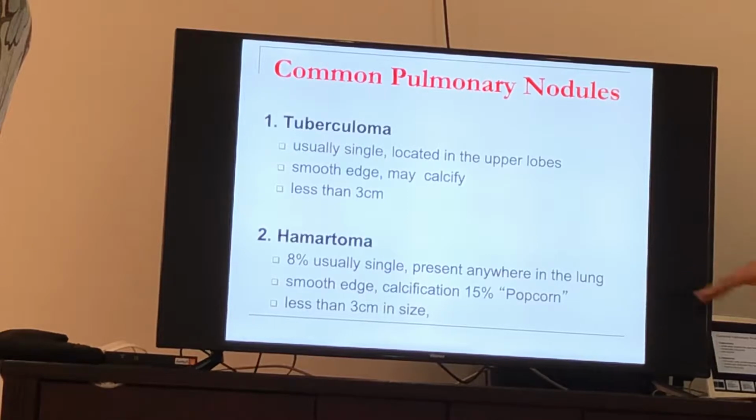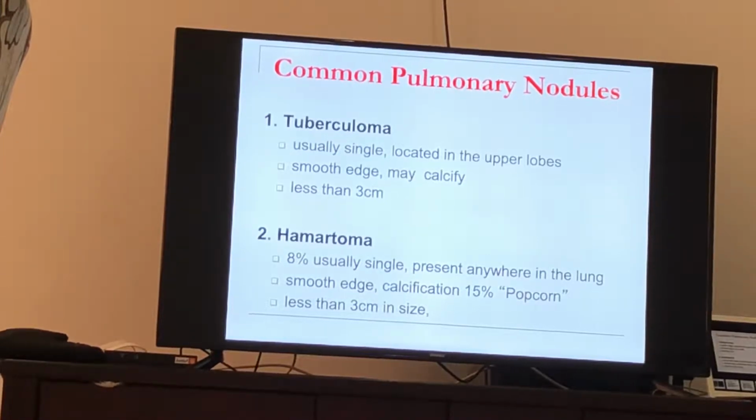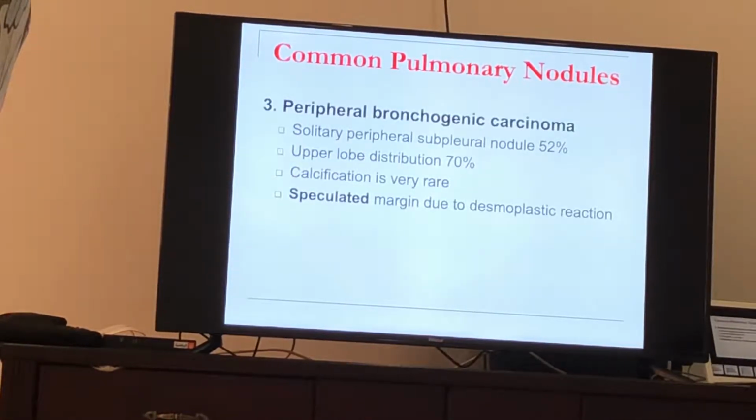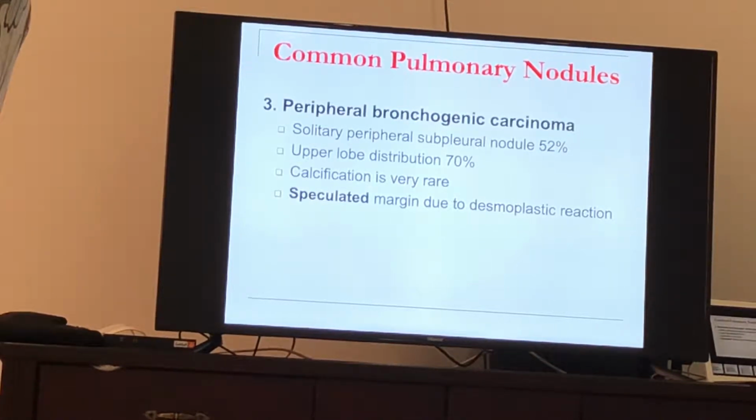It could be a hamartoma, which is just the usual abnormal collection of tissues, and usually there's calcification in a small number of those hamartomas. It could be a peripheral bronchogenic carcinoma, just a solitary subpleural nodule, in about 50% of cases high risk, especially if it's subpleural and in the upper lobe in an active smoker, then it's likely to be a malignant process, okay?